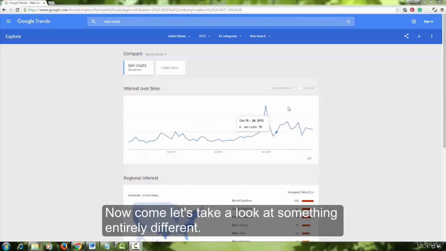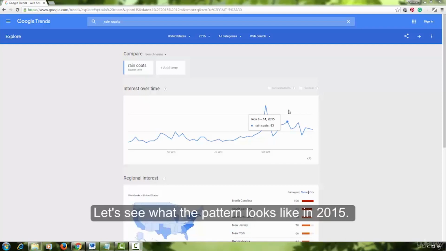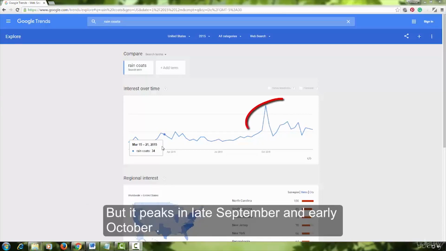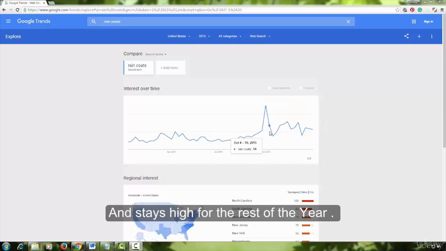Now, let's take a look at something entirely different. Raincoat. Let's see what the pattern looked like in 2015. As you can see, demand exists throughout the year, but it peaks in late September and early October and stays high for the rest of the year.